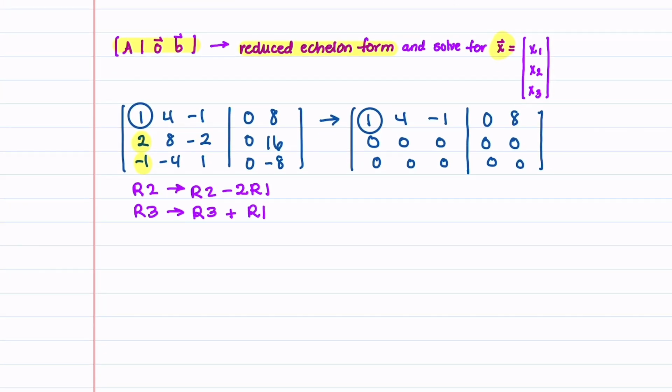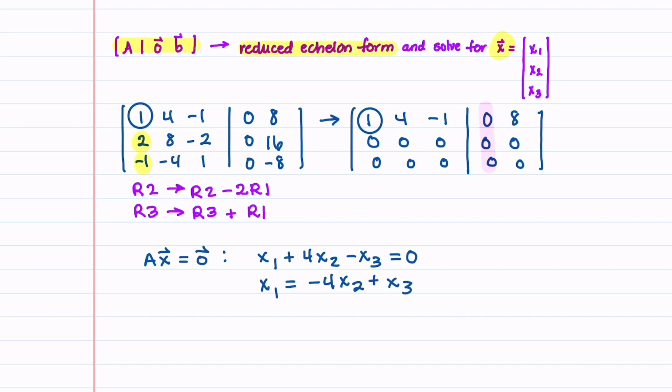Now we're going to have two solutions. Let's first find the solution to Ax = 0. So that means we're going to use our 0 for our right-hand side. So we have x1 + 4x2 - x3 = 0. We're solving for x1 because that's our pivot variable. So we have x1 = -4x2 + x3.